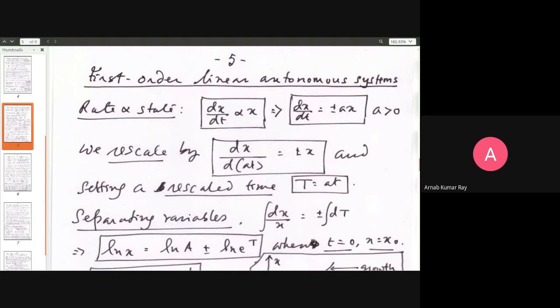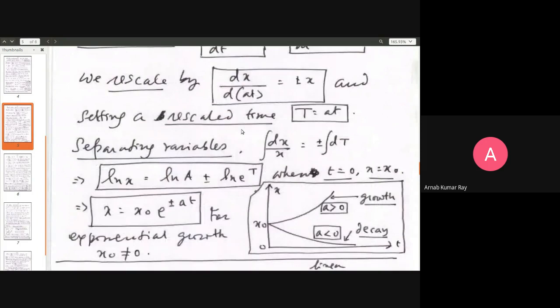Incidentally, that sort of a thing is quite important in various contexts, in physics, of course, also in banking, compound interest, and all that. This is the general form of geometric progression. Rate is proportional to the state.